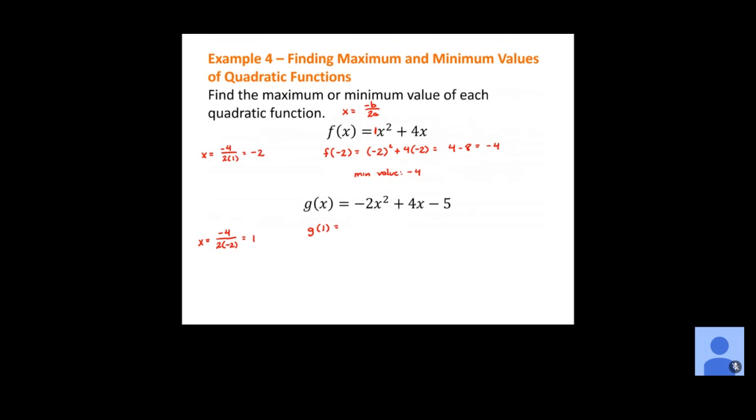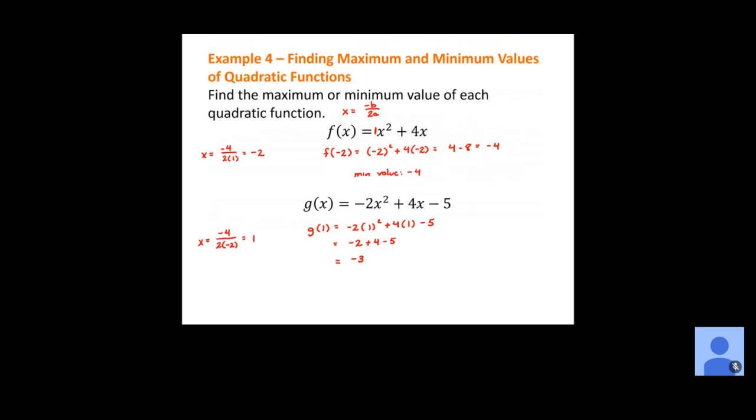So now we've got g of 1 equals -2 times 1 squared plus 4 times 1 minus 5. So if we simplify that this time, -2 times 1 squared is -2. 4 times 1 is +4, and then minus 5. Combining all of that now, -2 plus 4 is going to give us 2. 2 minus 5 should be a -3. So there's our value.